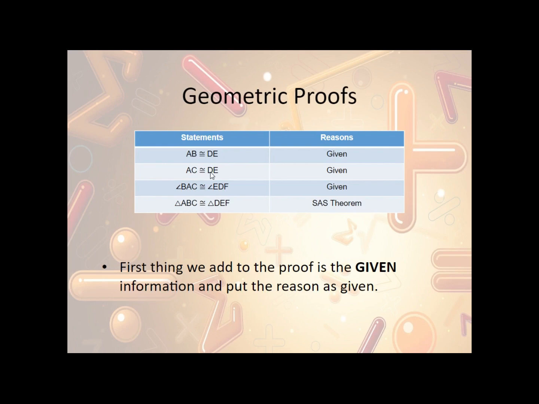Then we have AC is congruent to DF, given. Angle BAC is congruent to angle EDF, given. And then the triangles are congruent. Notice all of this was given information, but this part we had to come up with on our own, the SAS theorem, to prove that those triangles are congruent. So we use the theorems and postulates to fill in the rest of it.